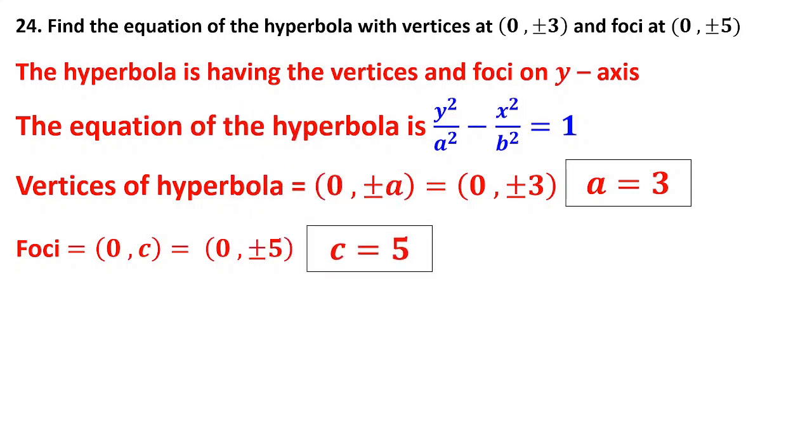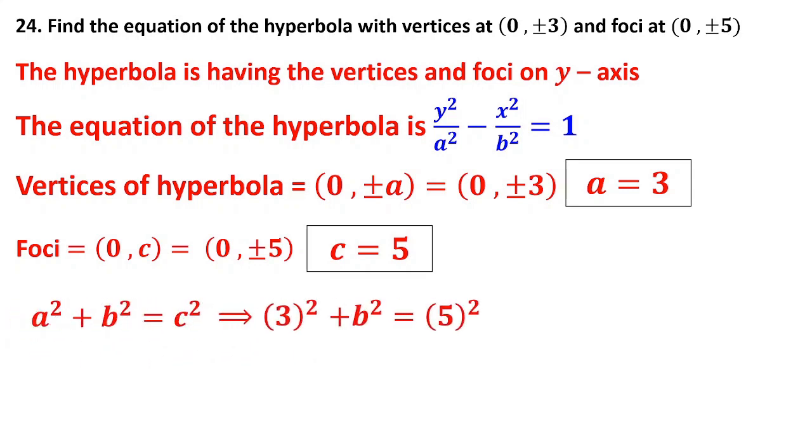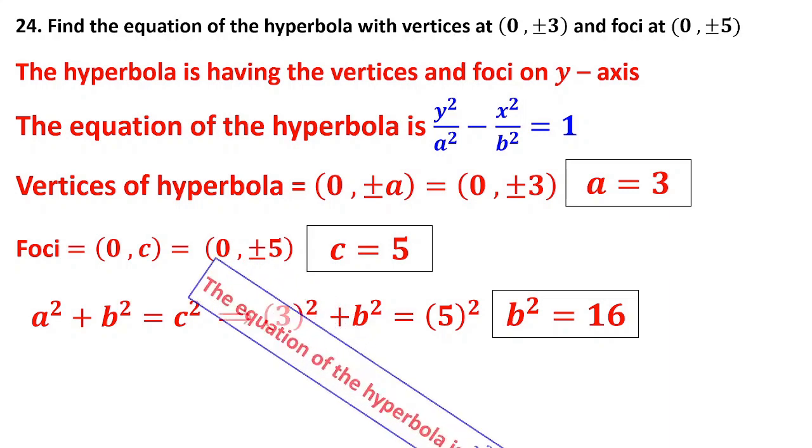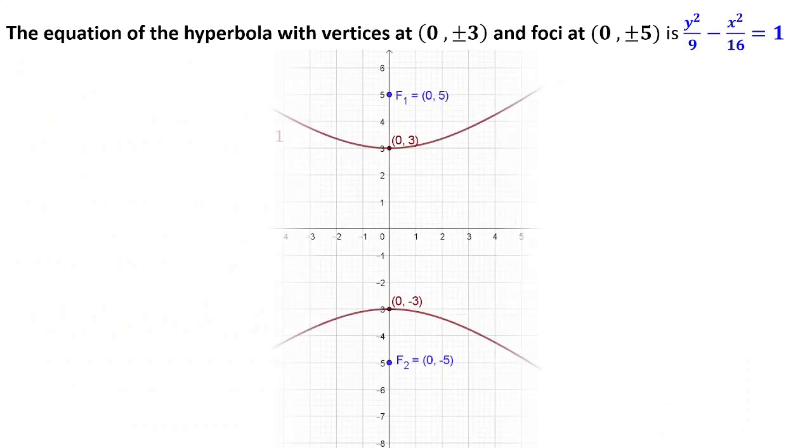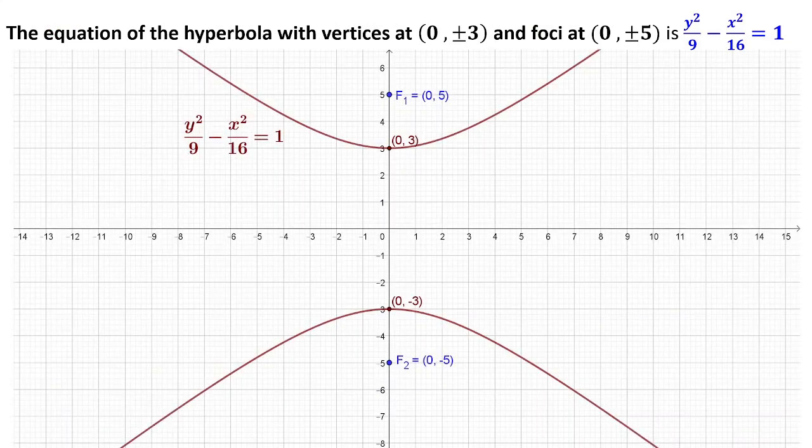Now, there is a formula connecting a, b, c: a square plus b square is c square. I am using it. b square is 25 minus 9, which is 16. No need to get the value of b; b square we need. Therefore, a square is 9, b square is 16. Therefore, the hyperbola is y square by 9 minus x square by 16 is equal to 1. Let us see the hyperbola on a graph sheet. This is the hyperbola having the focus and vertex on the y-axis. Equation is y square by 9 minus x square by 16 is equal to 1.